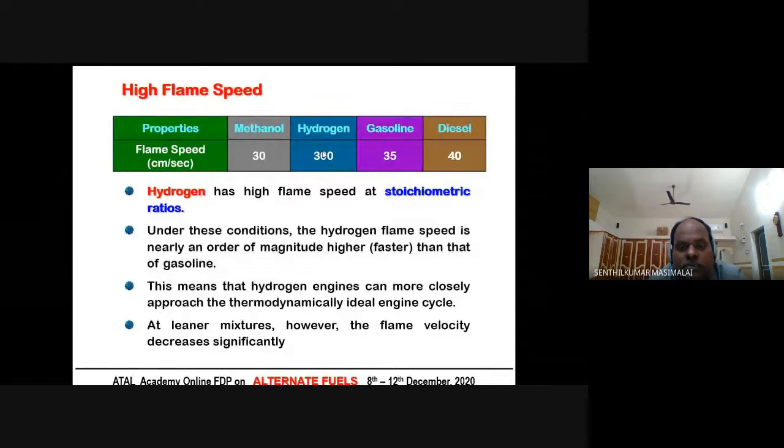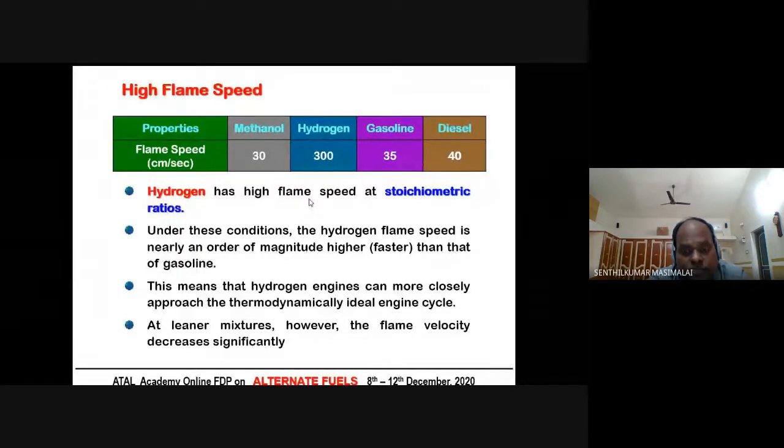Combustion involves a combustion duration. For a spark ignition engine, the combustion duration may be 30 to 40 degree crank angle. If you use hydrogen as fuel, the flame speed is very high, 300 centimeters per second. Because of the very high flame speed, immediately after the ignition the hydrogen flame will reach the end of the combustion chamber very quickly. So the combustion duration is minimized.